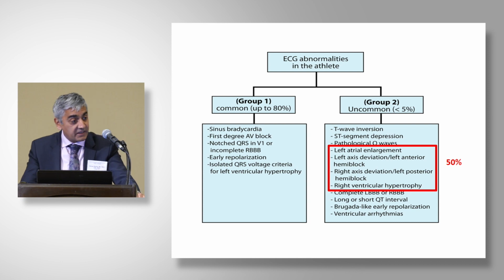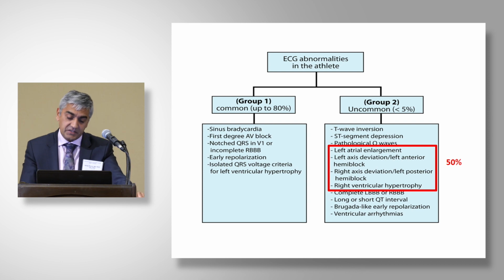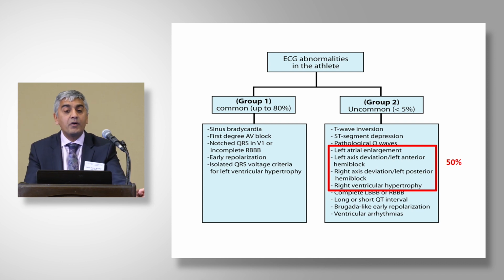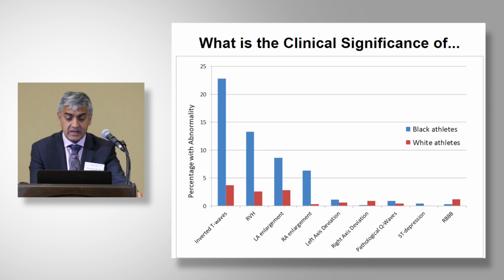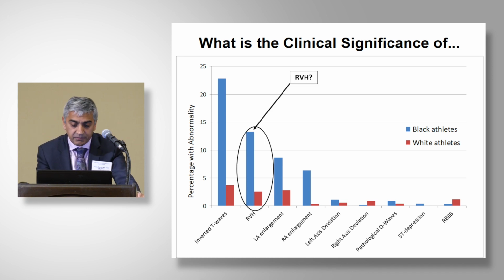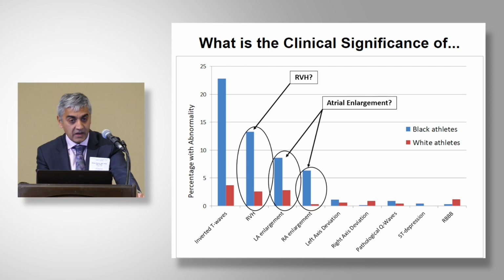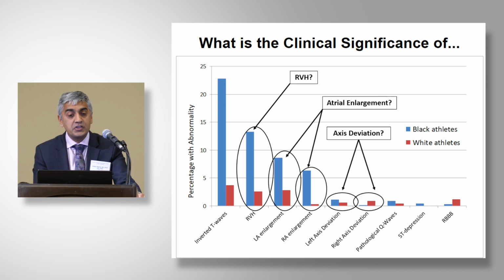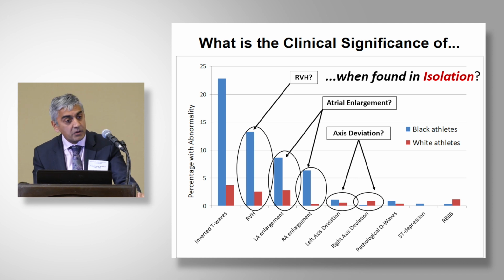It still wasn't satisfying enough, because there are all these non-specific changes, such as left atrial enlargement, left axis deviation, right axis deviation, and voltage criterion for right ventricular hypertrophy, which made up 50% of all positive ECGs in athletes. So when we look at this bar chart, which you've seen, black athletes versus white athletes with all the different anomalies, the question I had was, what's the significance of right ventricular hypertrophy, atrial enlargement, and axis deviation if you find it on its own? Because our experience was we didn't really find any abnormalities if these things were present on their own. But clearly we had to prove it.